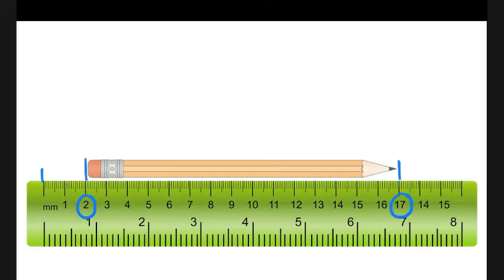So again, my pencil isn't 17 centimeters long. So let's make some jumps to see how long it actually is. So let's start at the 2 and let's make our jumps up to 17. And we will count our jumps as we go. 1, 2, 3, 4, 5, 6, 7, 8, 9, 10, 11, 12, 13, 14, 15. So our pencil was 15 centimeters long.